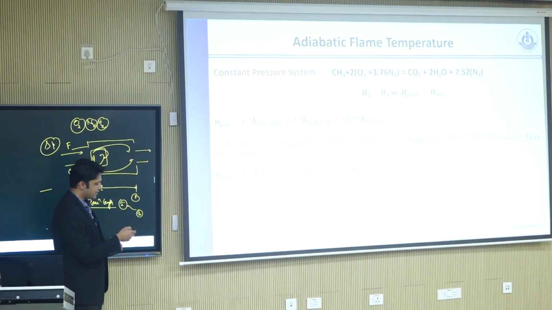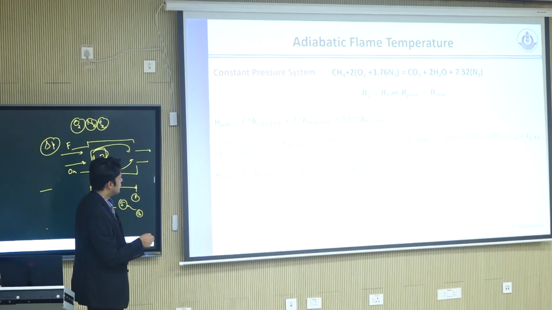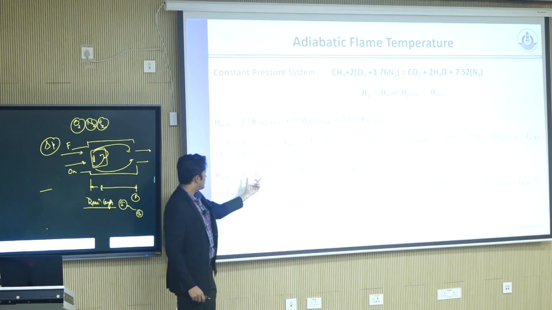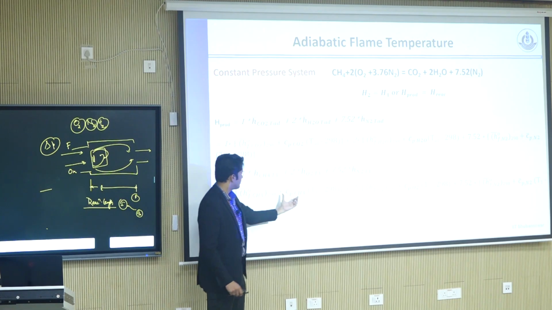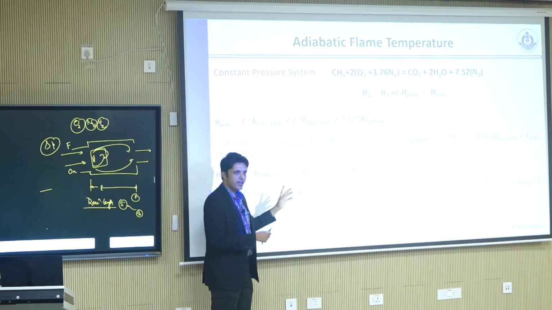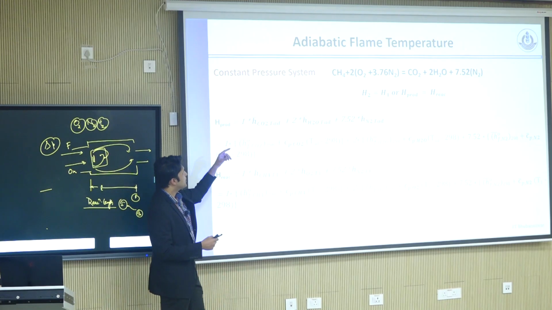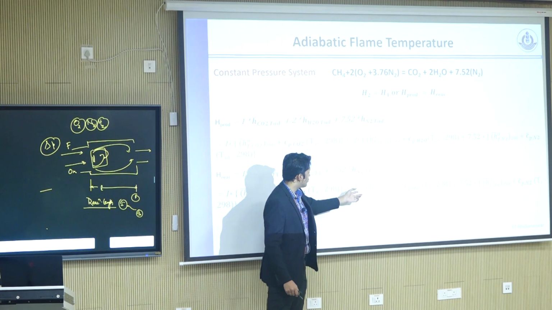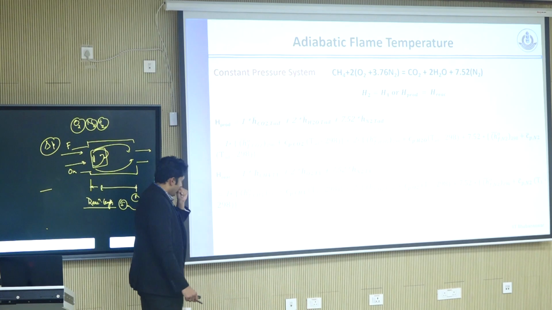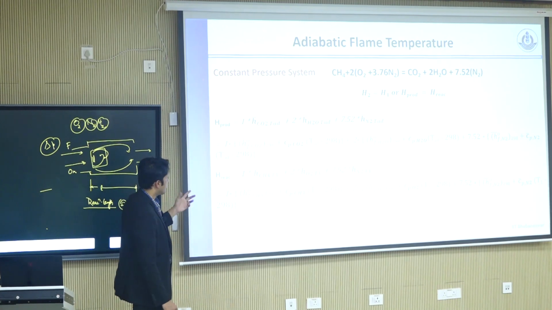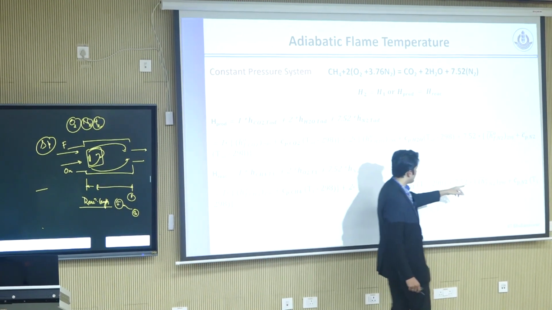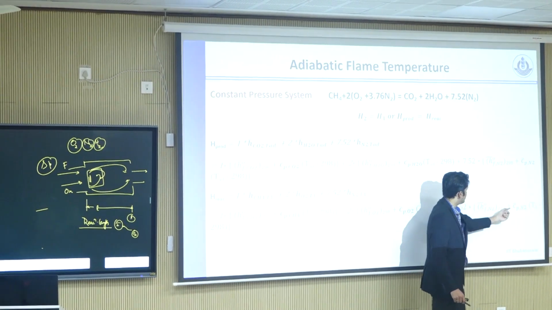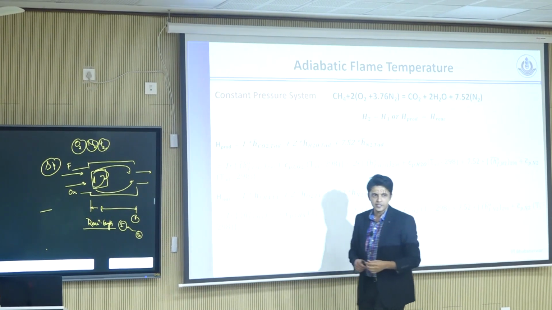And similarly, we want to write the expression for the reactant side. Okay. So you will get enthalpy of methane as standard enthalpy of formation plus the sensible enthalpy at T1. We have not specified what is the temperature of the fuel and air in this case. So we keep it as T1, and similarly for the O2 and nitrogen. So in this case, what happens? The enthalpy of formation of nitrogen is 0, but there could be a sensible enthalpy term that is hanging around.